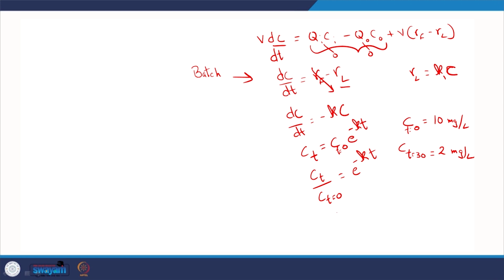So, 2 by 10 is equal to e to the power of minus k, which is what we are trying to calculate, times 30. So, we can get the value of k in inverse minutes. But obviously, depending on how you are going to use it in parts A and B, you are going to have to change the units here.